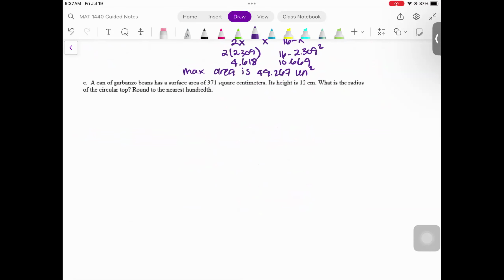A can of garbanzo beans has a surface area of 371 square centimeters. Its height is 12 centimeters. What is the radius of the circular top? A can of garbanzo beans is a cylinder. The surface area of a cylinder is 2 times pi r squared plus 2 pi r times the height.